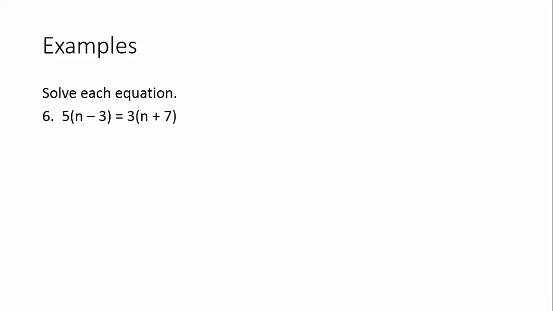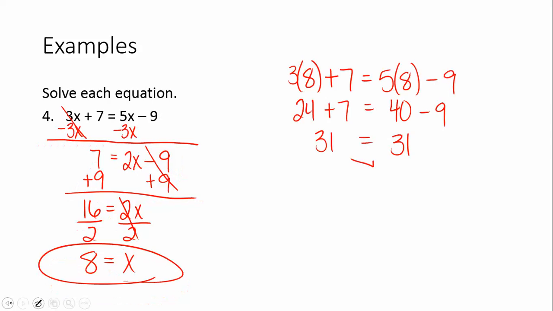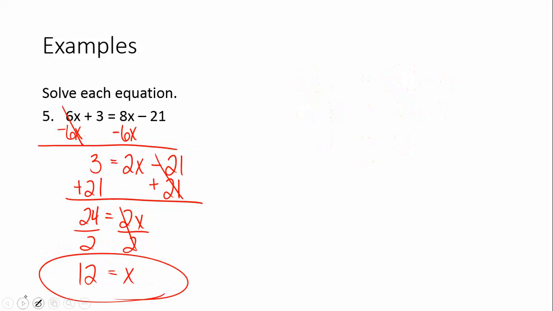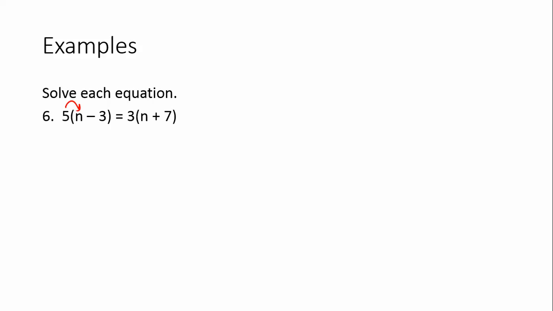On number 6 now we have what looks to be quite a mess. We have distributive property. I can see n's on both sides of the equation. So the first thing you always have to do is distribute. And if we go back and look at the rules, it says to get the variables on the same side by moving the smaller variable to the side with the bigger variable, but you have to actually distribute first. So when we distribute first, excuse me, you get 5n minus 15 equals 3n plus 21.